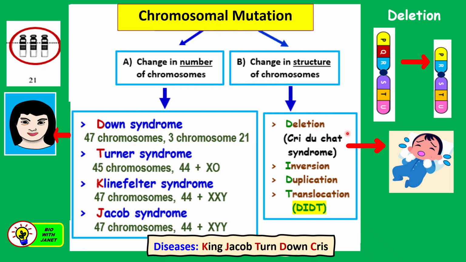The child will have 46 chromosomes, but chromosome number 5 is different because part of its arm has been deleted. So remember, King, Jacob, Turn, Down, Chris.